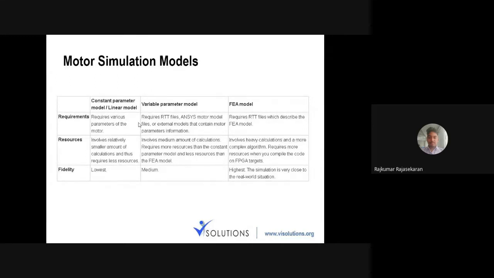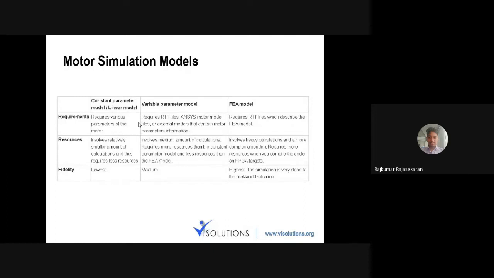The FEA model is something I've mostly seen mechanical people get excited about. FEA stands for finite element analysis model. It forms a very accurate model of any system, mathematical equations of the system, in order to replicate them in a programming environment or in the real world as well. So it depends on requirement, resource, and fidelity. Fidelity means how repeatable the calculations occur. So you will have three different types of motor models.